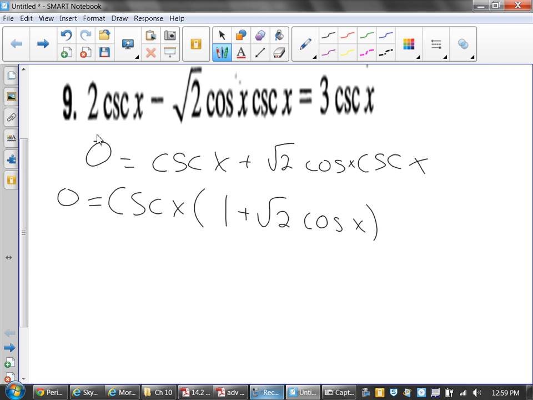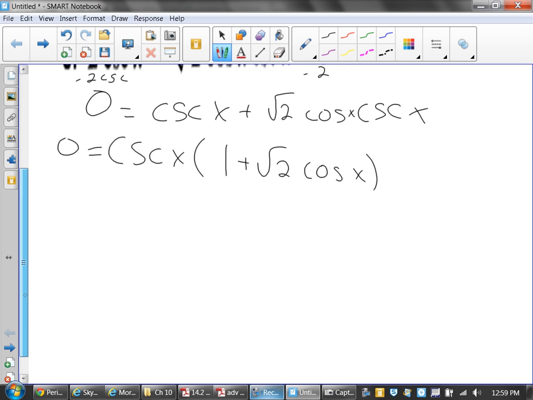Wouldn't it be 2 plus square root? When I subtract 2 cosecant, I subtract out here. Does that make sense? So now I set them both equal to 0.